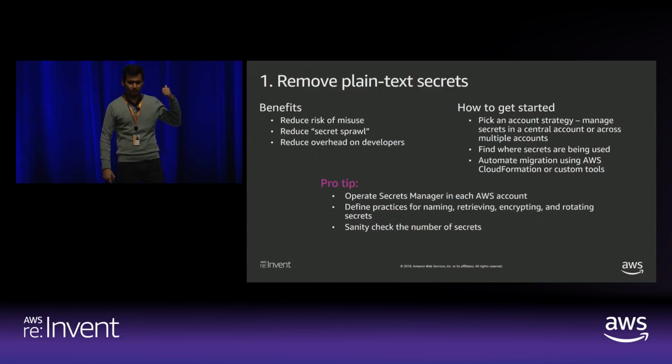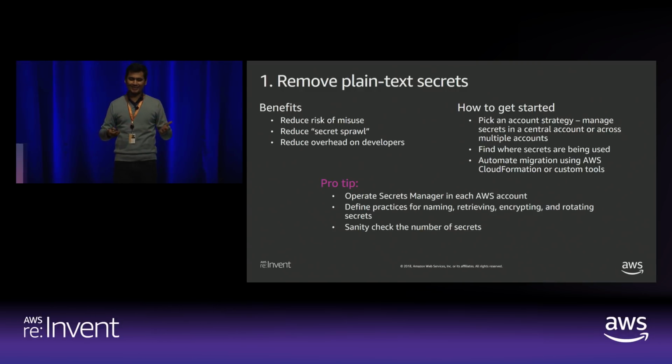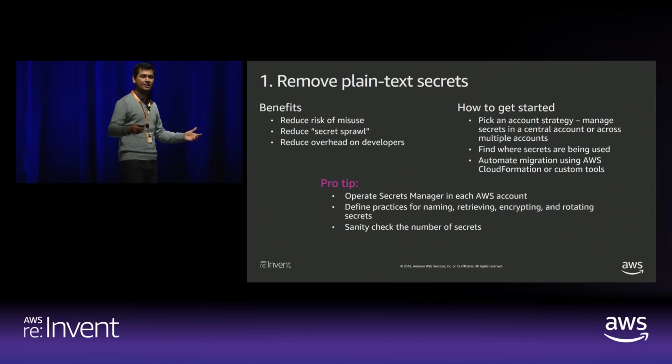Now, here are some things to help you get started with moving your secrets over. Operate Secrets Manager in each AWS account. So don't choose to consolidate in a single account. Instead, for each application, manage the secrets in the same AWS account. There are a couple of benefits to this approach. First, placing secrets in the same account as the resource helps you logically group everything that you need to make an application work. Second, accounts act as natural boundaries, so that reduces the blast radius should a secret be compromised.